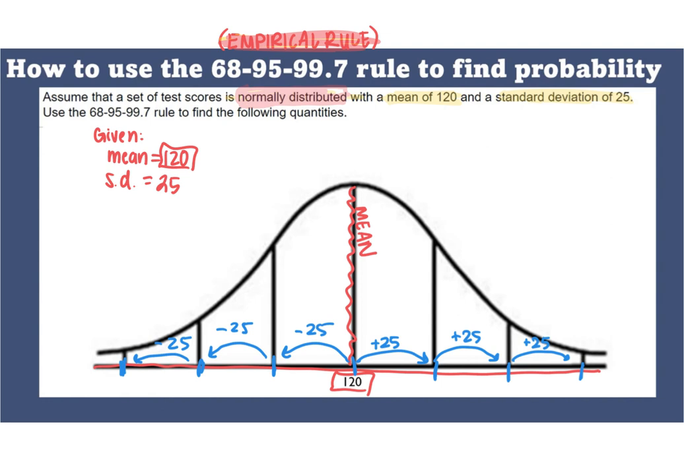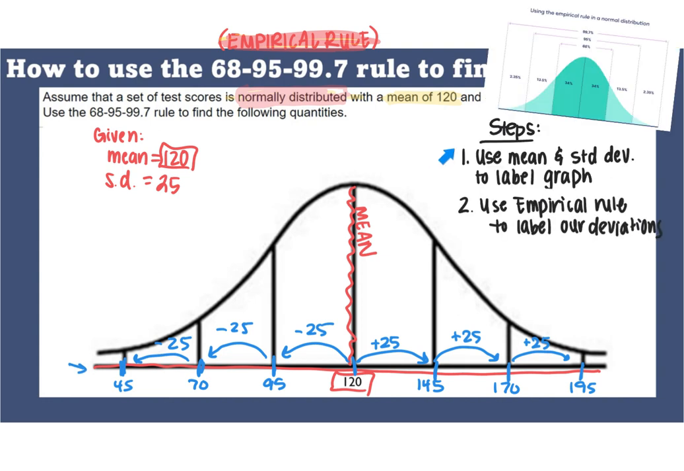So I'm going to fill this out here. So we add 25, so we get 145. Add 25 and we get 170. Add 25, we get 195. And then reverse it to the left here. We get 95. Subtract 25. Again, we get 70. Subtract 25 again, we get 45. So now we used our standard deviation to label our axis down there.